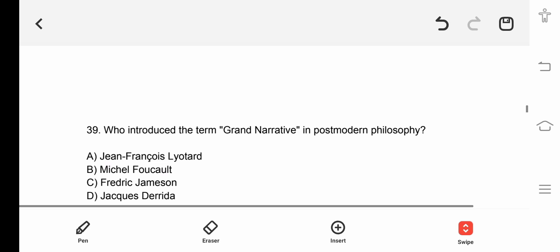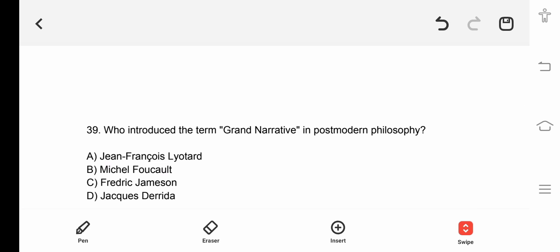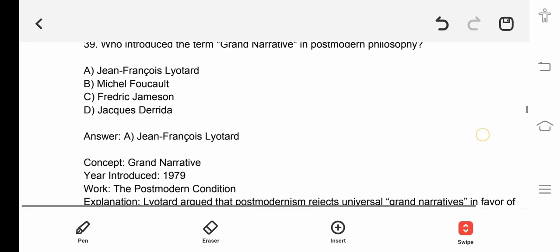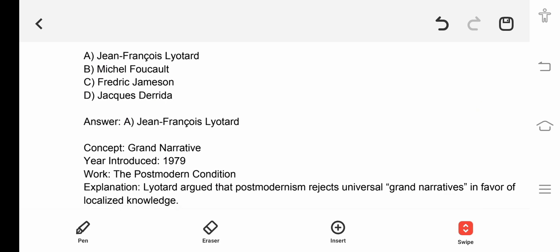So, options you have. Who introduced the term grand narrative in postmodern philosophy? Let's see the correct answer. The correct answer is Jean Francois Lyotard, option A. This concept, grand narrative, was introduced in 1979 in the work The Postmodern Condition. What is the significance? Postmodernism rejects universal grand narratives in favor of localized knowledge.